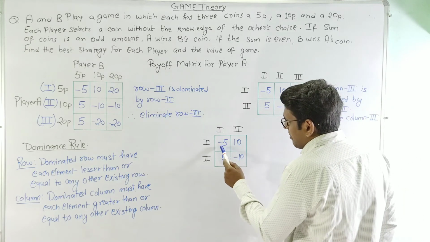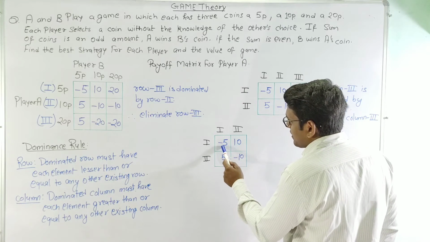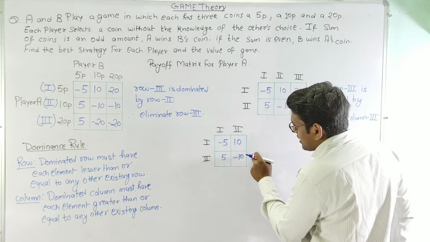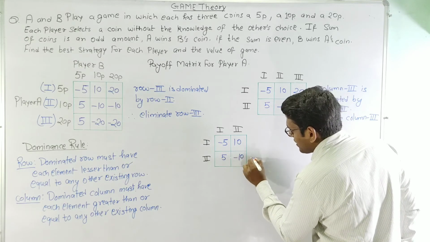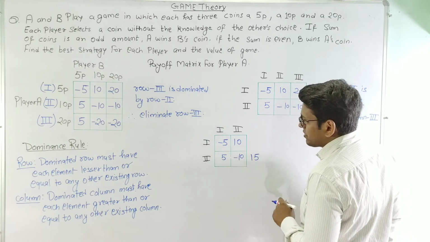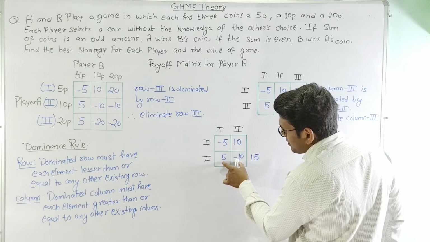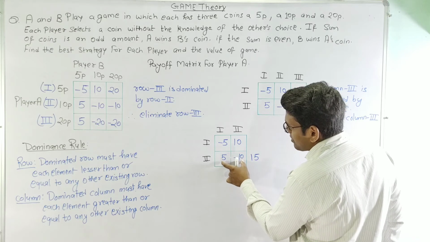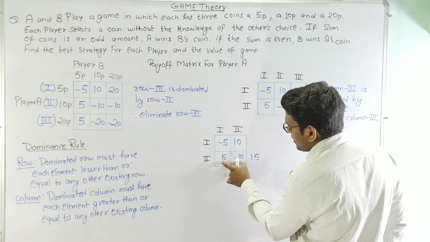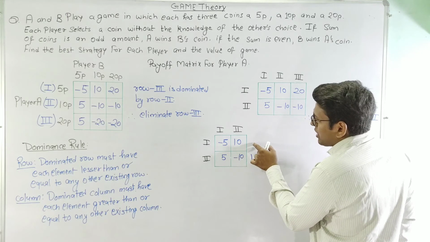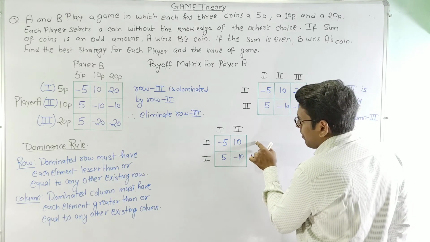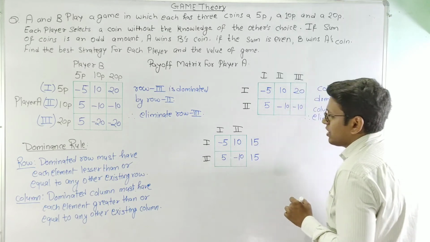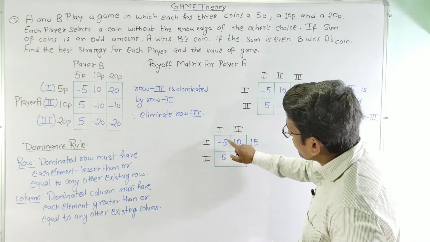So this is 10 minus of minus 5 is plus 5, so 10 plus 5 is 15, and now this difference is written against the opposite row. So here it is 15. Similarly, we will find the difference between the elements of the second row. So this is 5 minus of minus 10 is plus 10, so 5 plus 10 is 15, and this 15 we will write against the opposite row. So here also it is 15. Similarly, we will calculate the difference for the columns also.